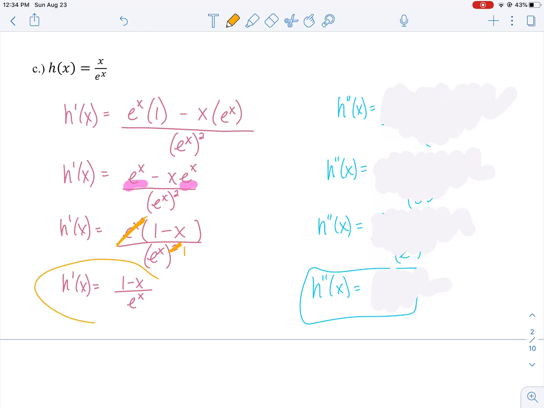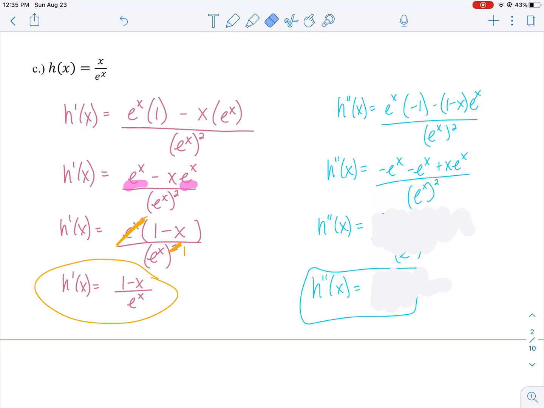So let's now take the derivative of h prime. That looks like another quotient rule. That's the bottom times the derivative of the top minus the top times the derivative of the bottom over the bottom squared. What'd you get? Hopefully you got the same thing I did. When I simplify the numerator, I ended up getting negative e to the x. What I also did is I distributed the e to the x and the negative 1, or a negative e to the x. That gave me another negative e to the x plus x e to the x.